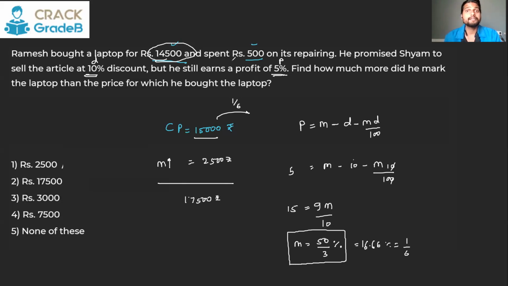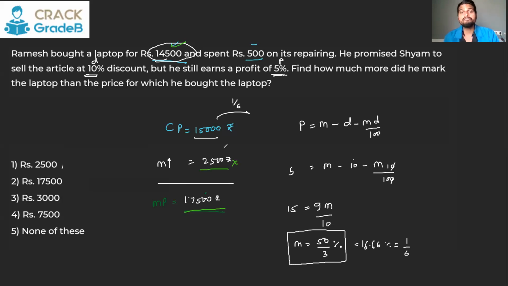But as I said, what they're asking is this price. They're asking how much more did he mark the laptop than the price he bought it for. So this is the mark price. They're asking this mark price is how much more than the price he bought this laptop for. So 2,500 is not the answer.